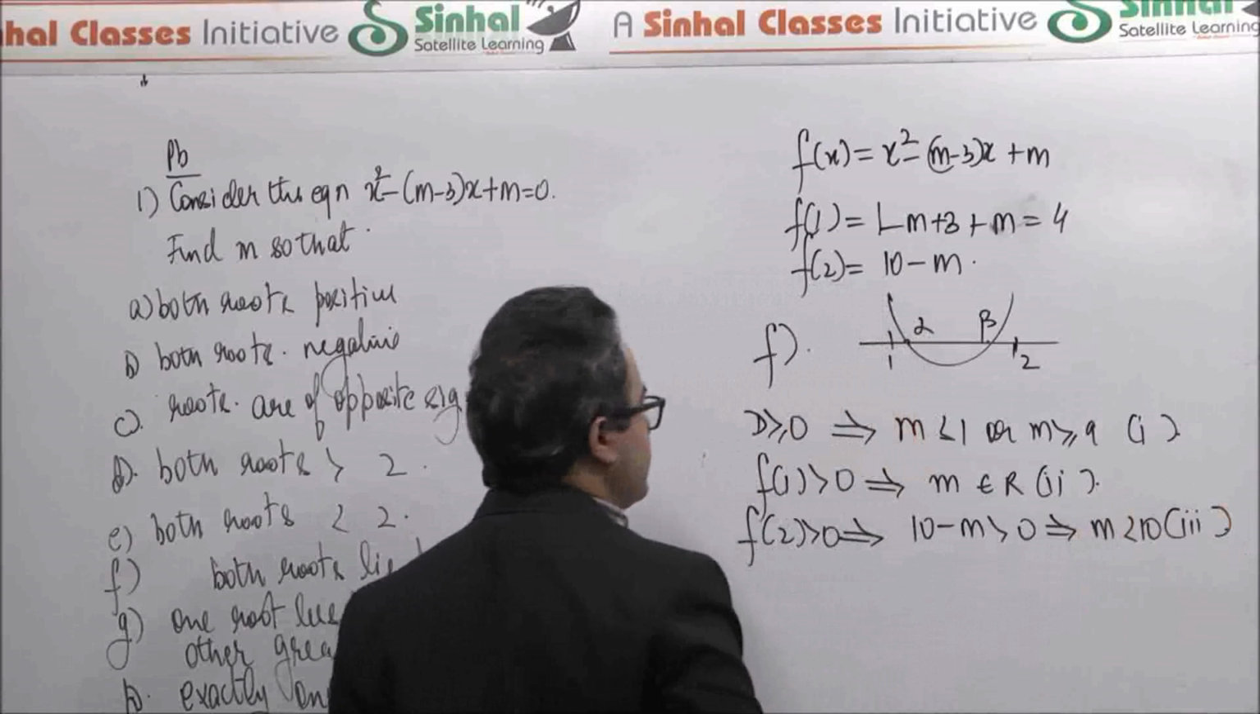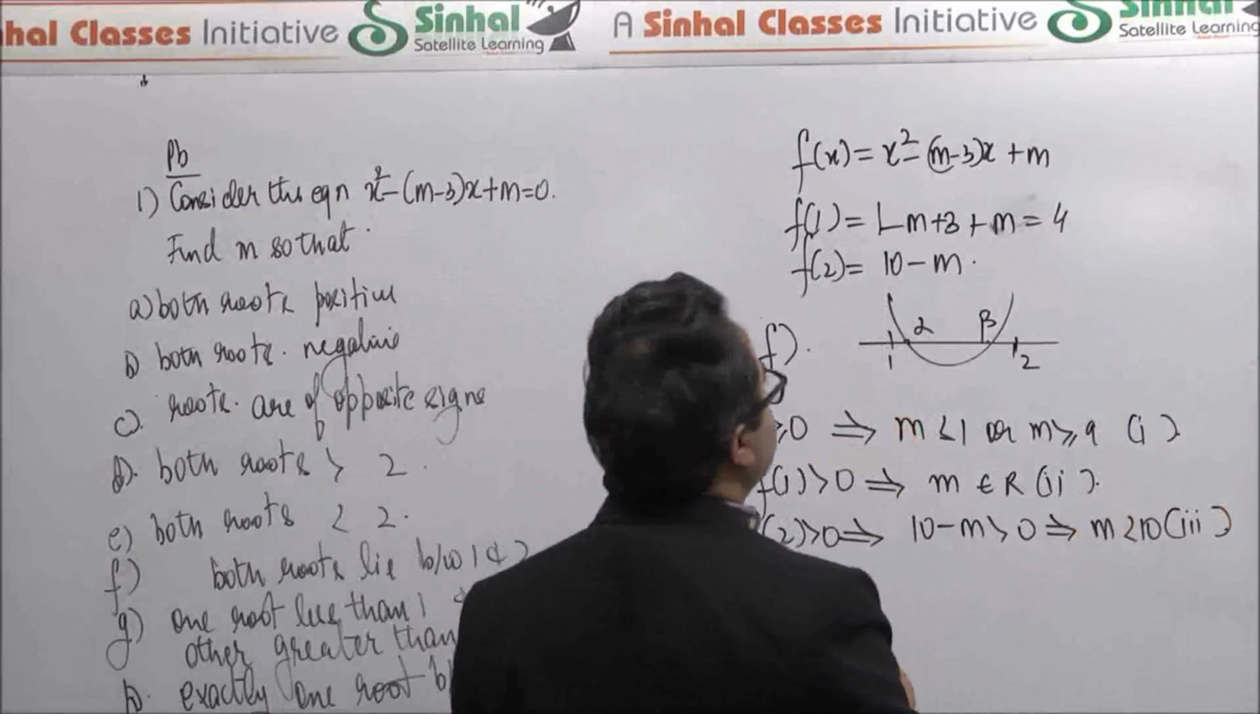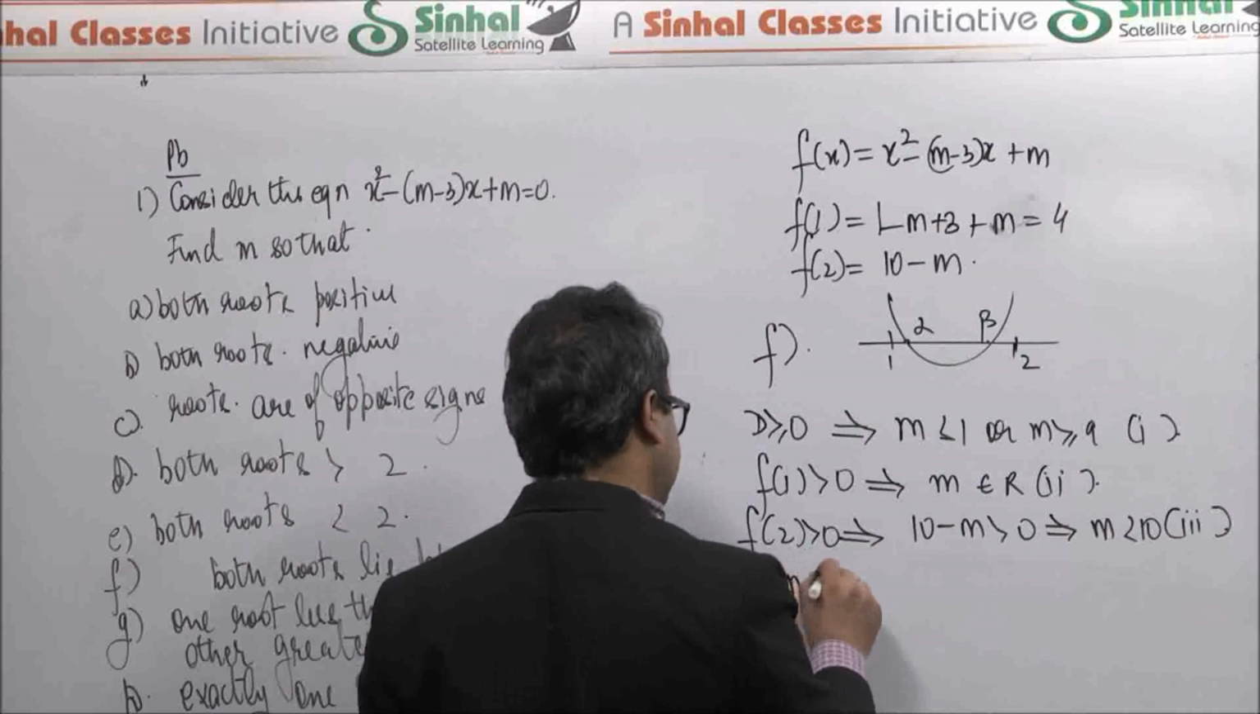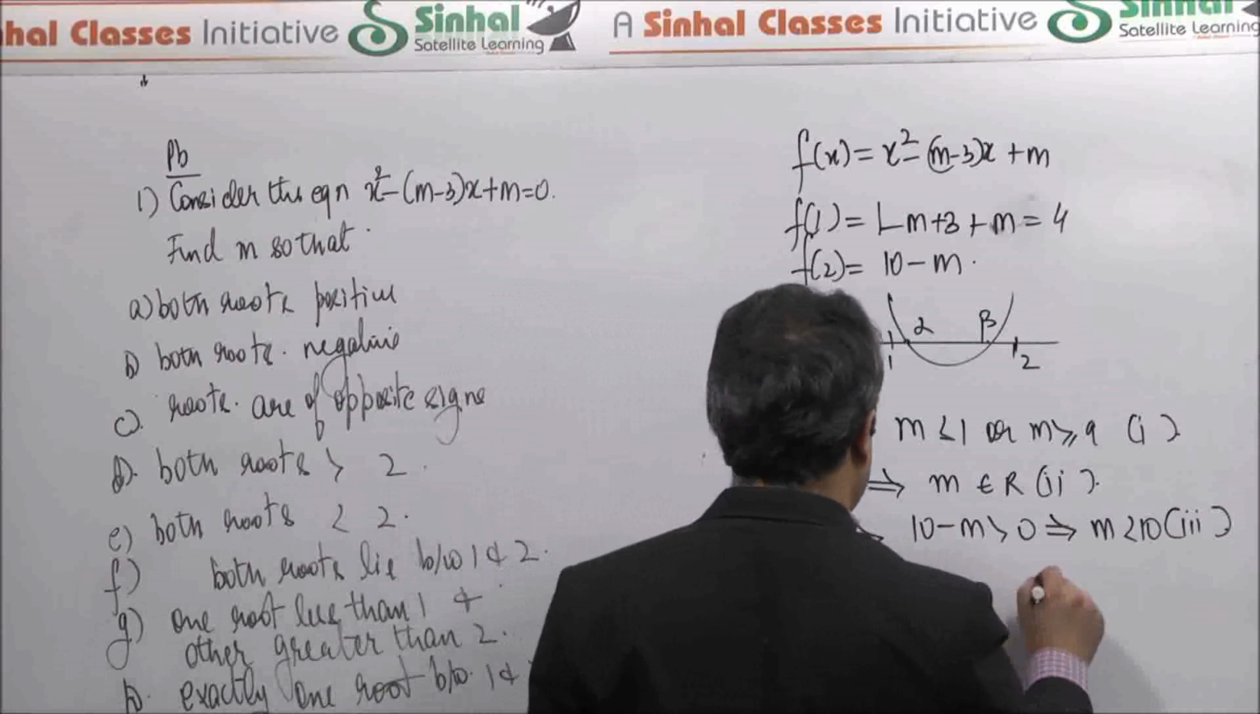And the last condition is that, again, since both the roots lie between 1 and 2, the x coordinate of the vertex, that is m minus 3 by 2, should also lie between 1 and 2. So that gives us that m should lie between 5 and 7.